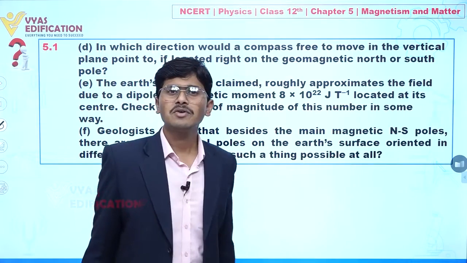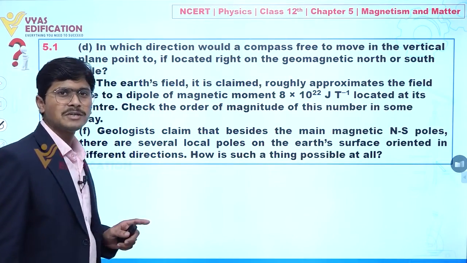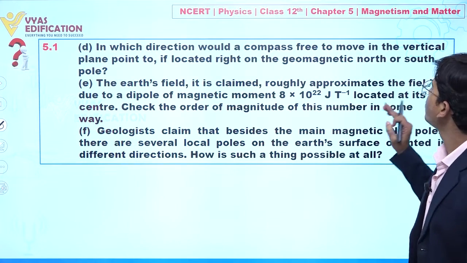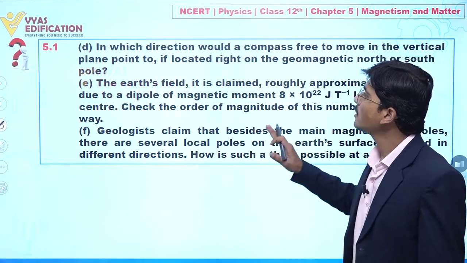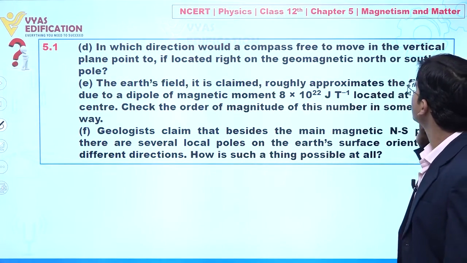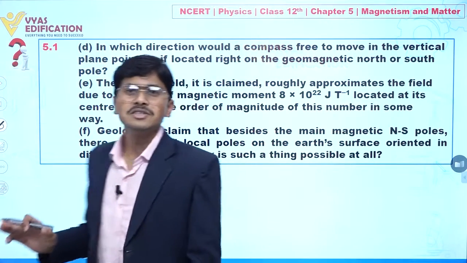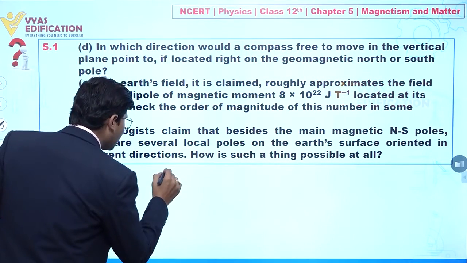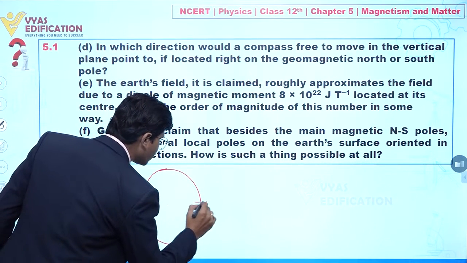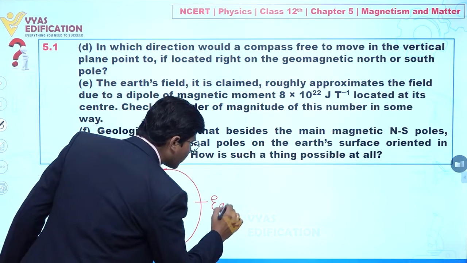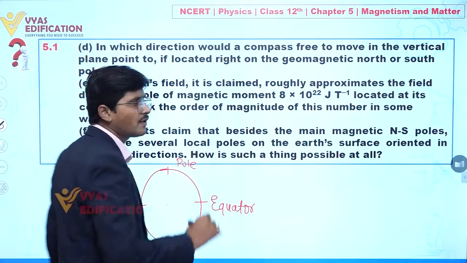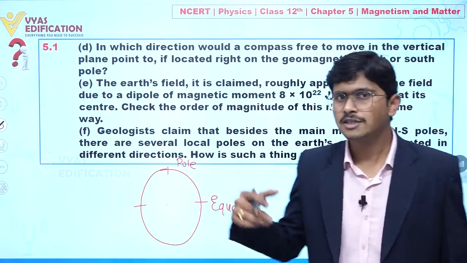Now if I talk about part number D of this question, it is given to you: in which direction would a compass free to move in the vertical plane point if located right on the geographical north or south pole? Now listen carefully. If I am talking about Earth, we have two situations: this is known as equator, and this is known as pole. We have two types of pole, north pole and south pole.